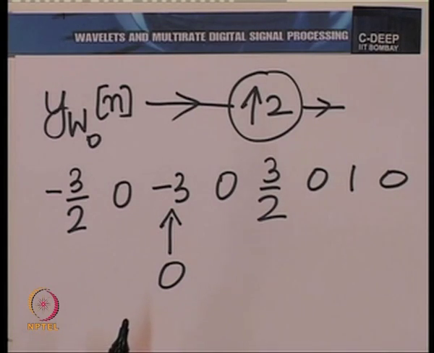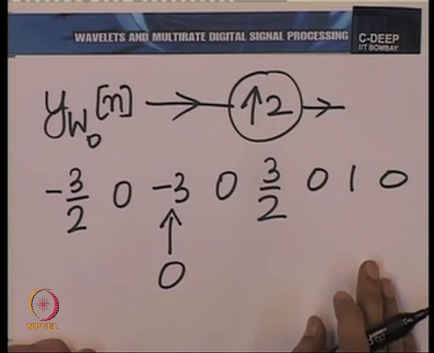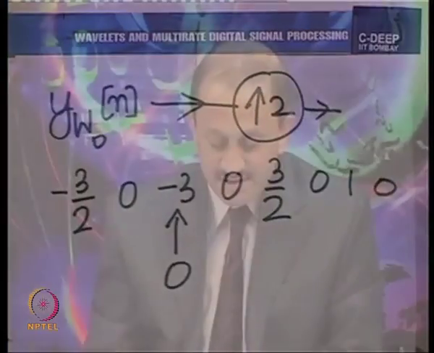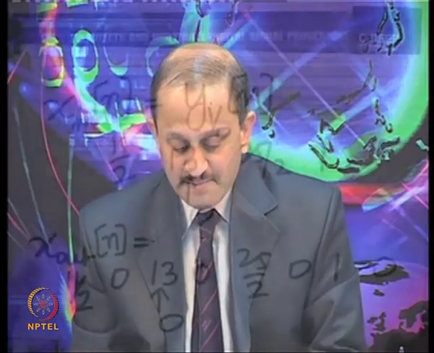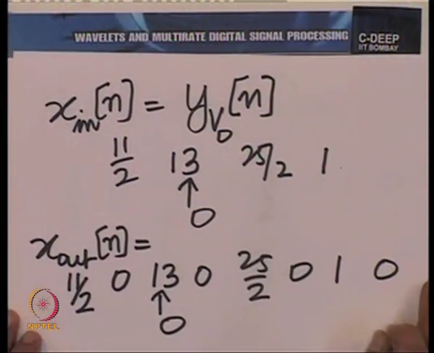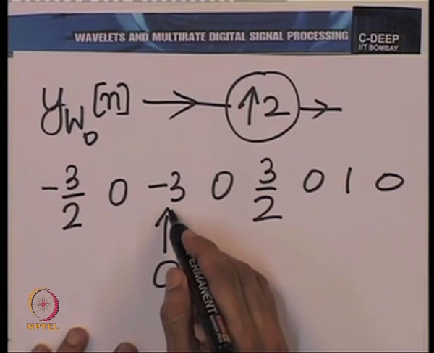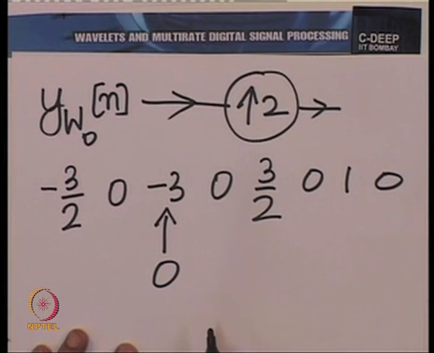So, now we are in good shape. You see, what we now need to do, if we think about it, is reconstruct y of n from these two. And for example, let us look at these two upsampled sequences. This is the upsampled sequence corresponding to V0. And this is the upsampled sequence corresponding to W0.